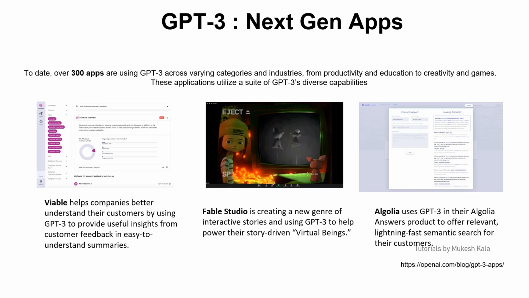As of now, when I'm recording this video, we have over 300 apps, but when you check, it might have increased, right? We can always go to the blog mentioned on the slide. We just have to go to the OpenAI blog about GPT-3 apps, and you will get the complete list of apps which are built on GPT-3. Okay, so that was a quick overview and the architecture of GPT-3, right?